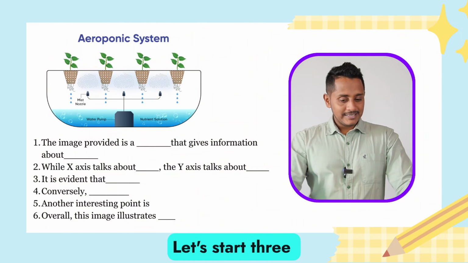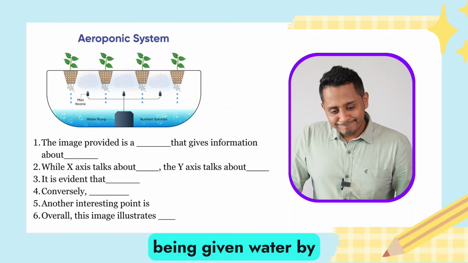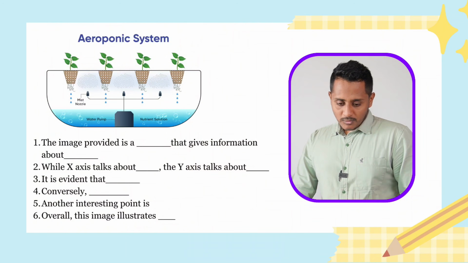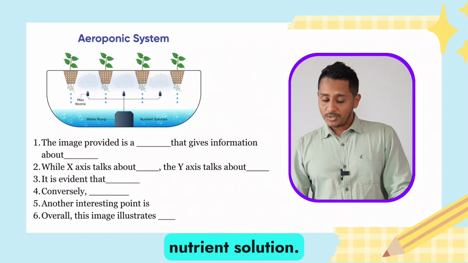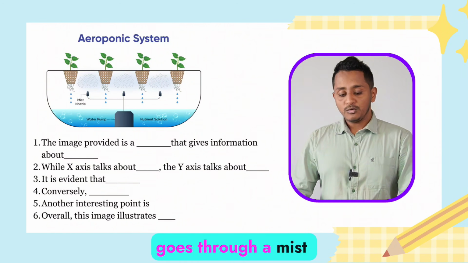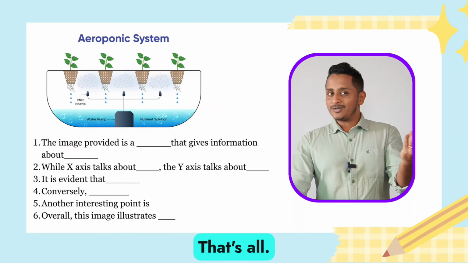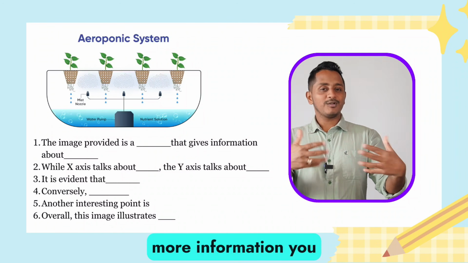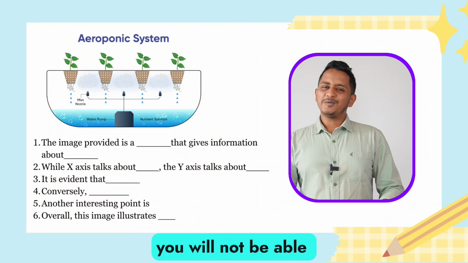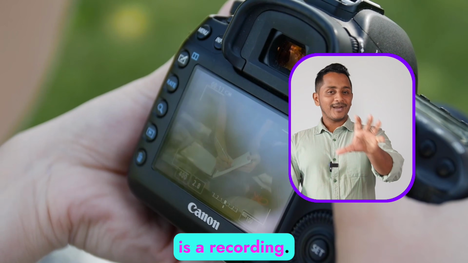25-second preparation time. Let's start. 3 things. There are 4 pots being given water by the aeroponic system. The water pump is at the bottom, which also has a nutrient solution. When this pump throws the water, the solution also goes through a mist nozzle into the roots of these 4 beautiful plants. That's all. See, the more calm you become, the more information you can gather. If you become very anxious, trust me, you will not be able to get all this information that I'm giving you. And remember, this is recording.